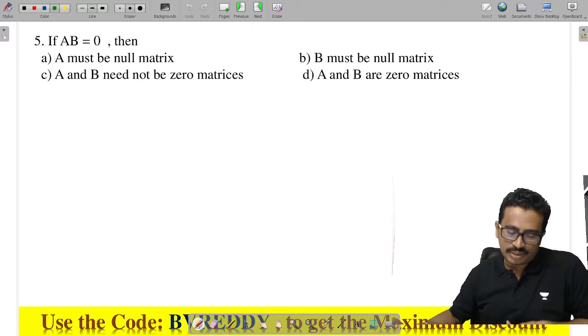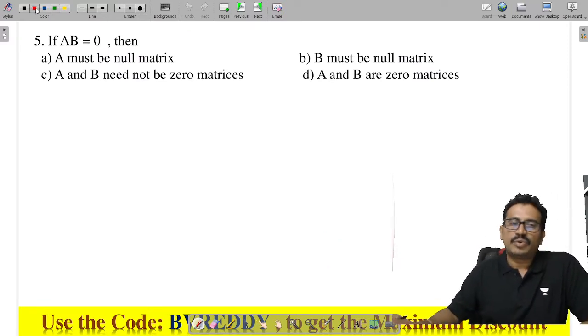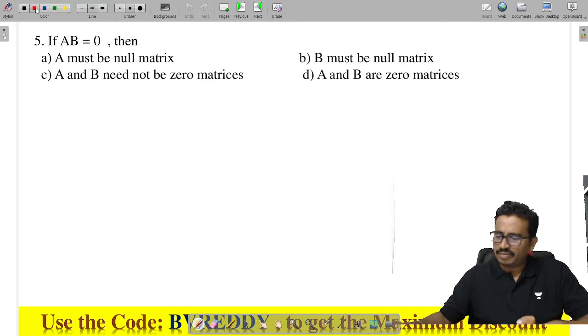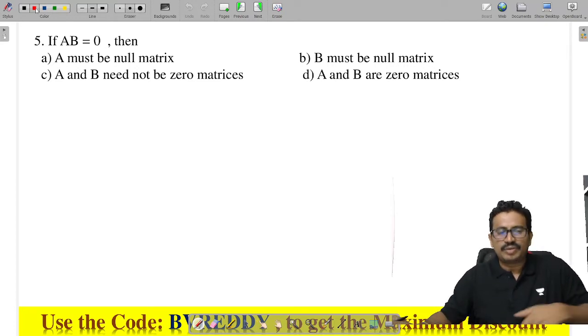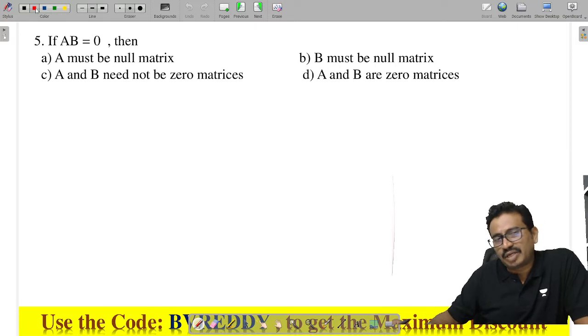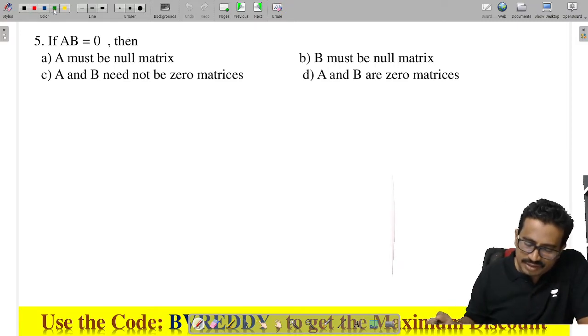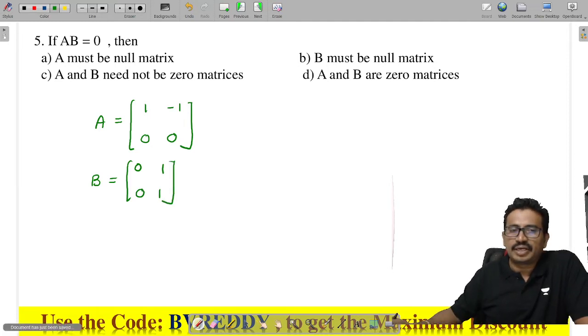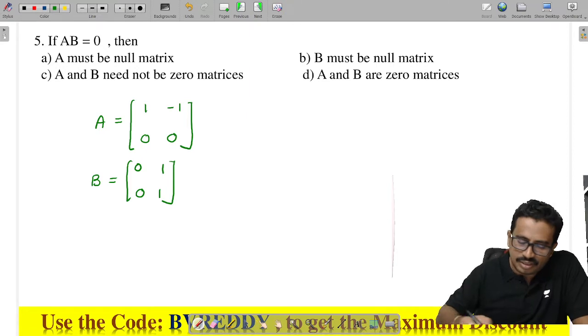Next, now you can see, if AB equal to 0, then what happens? If AB is equal to 0, is it necessary that the matrix must be a null matrix? If AB equals 0, the A matrix may not be a null matrix, B may also not be a null matrix, isn't it? So let us consider one simple example. Let us say A matrix is 1, minus 1, 0, 0, and the B matrix we assume as 0, 1, 0, 1. So A is not a null matrix, B is also not a null matrix.